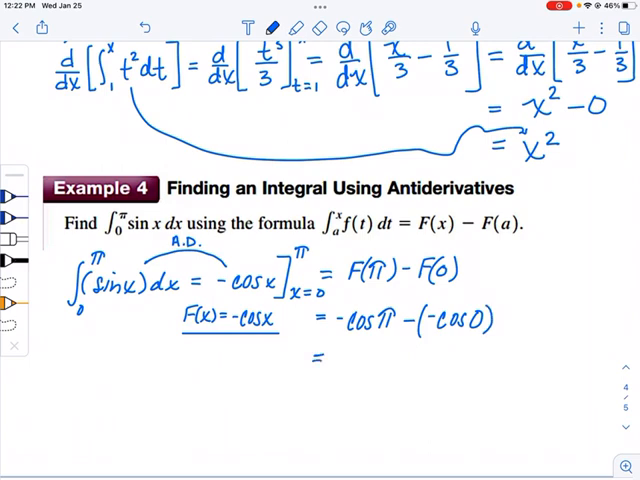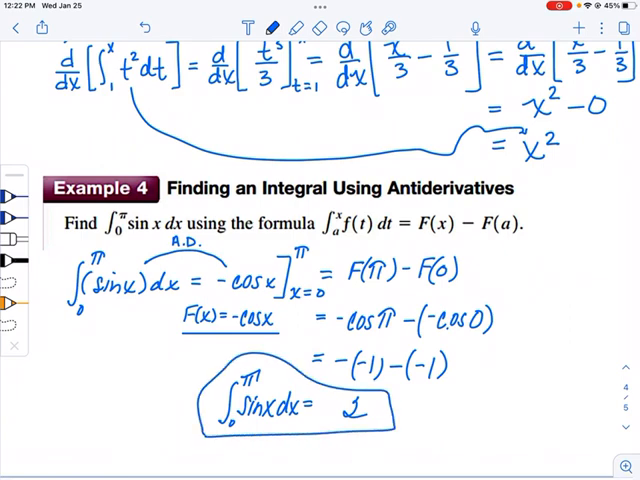So we get negative cosine of pi, which is negative 1, minus a negative cosine. In the parentheses, negative cosine of 0 is 1, so it's going to be a negative 1. With this answer, you're going to get 1 plus 1, which is equal to 2. So the integral from 0 to pi of sine x dx is equal to 2.